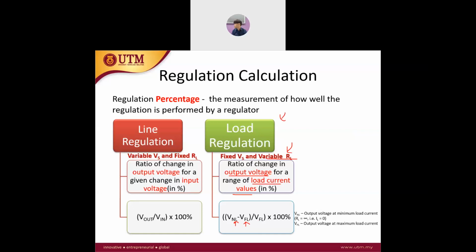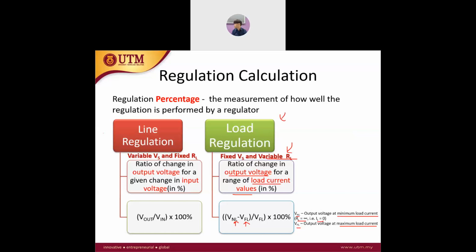For the VNL, we have a no load condition. When we have no load, it means the output voltage is at minimum load current, because there is no load. So RL is like infinity, and there is minimum load current. We can put here IL equals 0, the ideal minimum equals 0. And VFL is the output voltage at maximum load current. So what is the maximum load current you can have? Full load. In this full load condition, we have the maximum current flowing through.